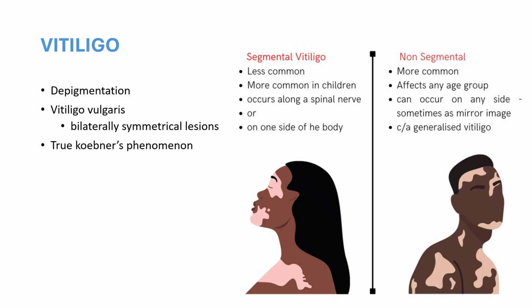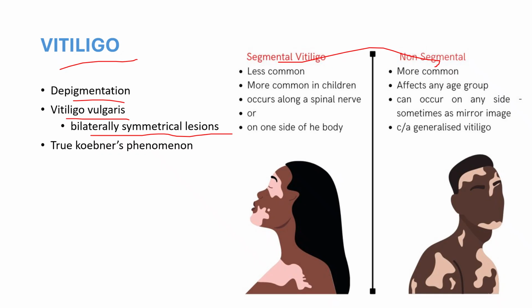Now, another depigmentation disorder is called vitiligo. Again, the common variety is called vitiligo vulgaris. Vulgaris, wherever you hear it, means the common variety. In vitiligo vulgaris, there are bilaterally symmetrical lesions. So if you have bilaterally symmetrical depigmented lesions, usually think about vitiligo. Vitiligo is not something that spreads from one person to another. It's within them. It can be segmental vitiligo or non-segmental vitiligo.